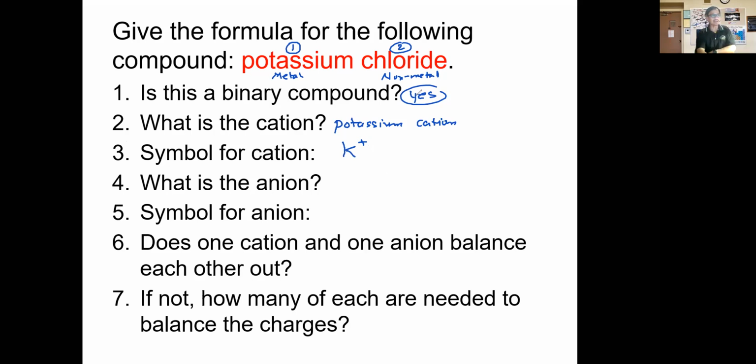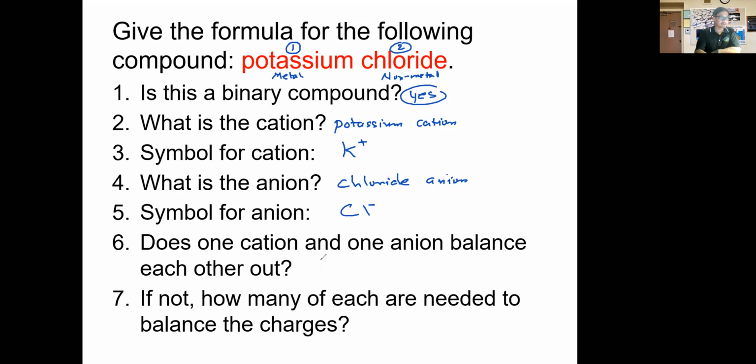So let's do the same thing with the anion. The anion is the chloride anion. Basically, we're working backwards, and we're identifying the ions now. So the chloride anion, the symbol for the chloride anion, is going to be Cl minus. And again, if you cannot go from step 4 to step 5 fairly quickly, make sure that you practice it. Okay, all right. Now that we have the cations, we have the anions.